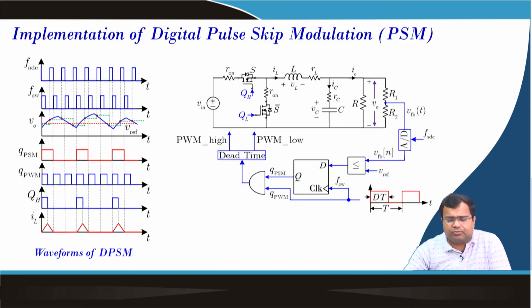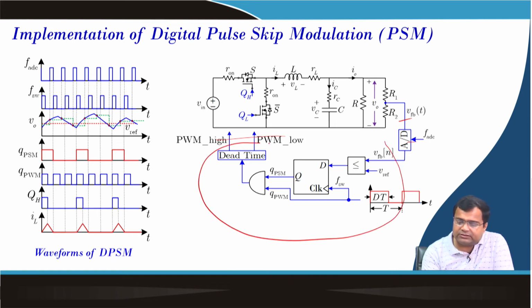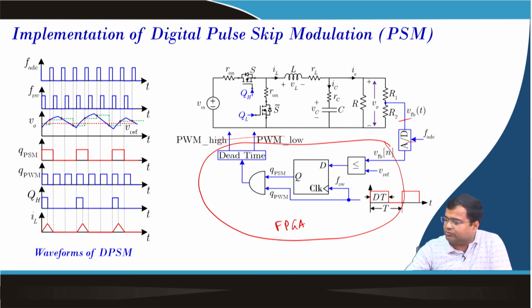So, for the implementation of this block, this is our practical circuit, this is the ADC, and you have to generate the gate signal. So, the ADC data to this will be in digital. That means it will be part of the FPGA that we are going to implement.